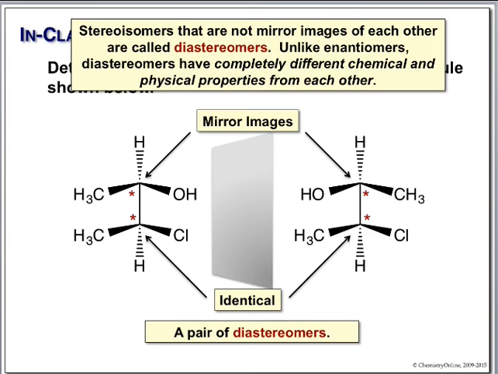Now, I said that these two guys, back when they were mirror images, had exactly the same physical and chemical properties, same melting point, same boiling point, only differ in optical activity and in reaction with other chiral compounds. But diastereomers are absolutely totally different chemical compounds altogether. So even though these are isomeric, even though they only differ in configuration, they are totally different compounds. Different melting point, different boiling point, different reactivity.